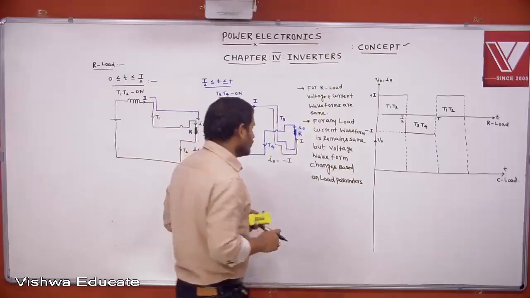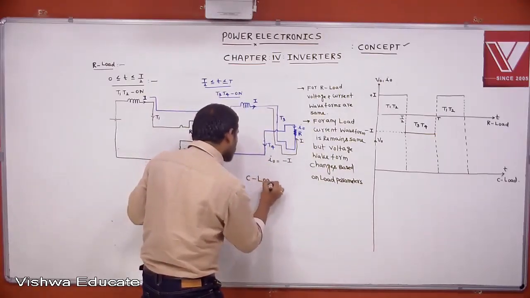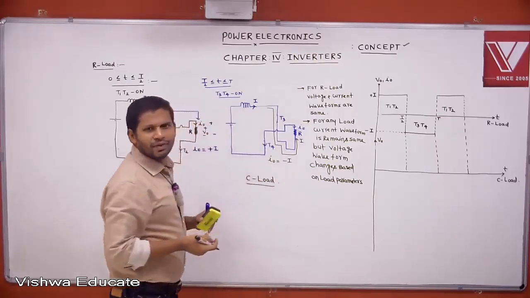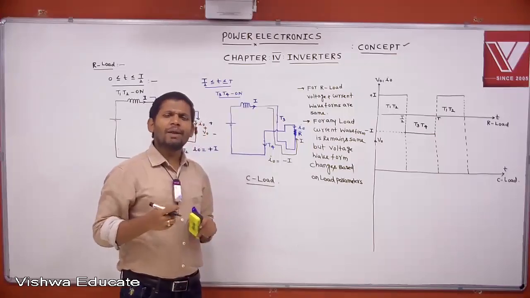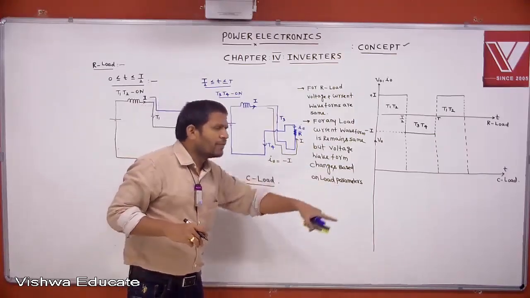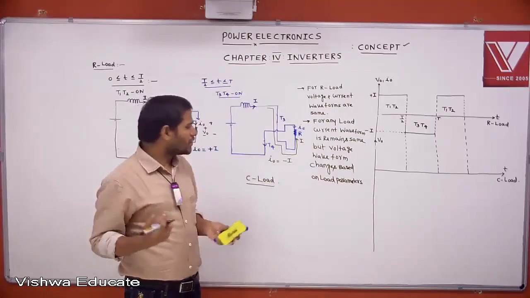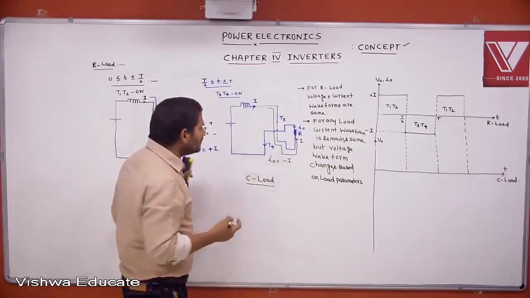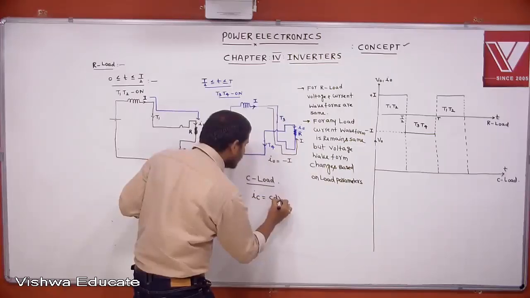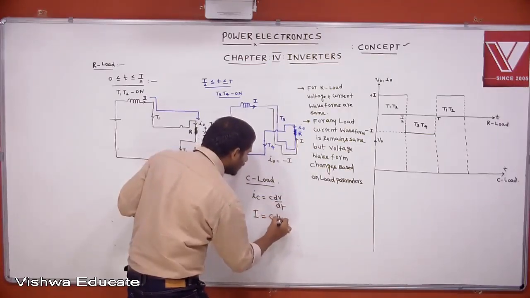Now, if you want to draw the waveform for purely capacitive load, one method is to connect a capacitor here, apply KVL, apply Laplace transform, apply inverse Laplace transform for different values of T, then you can draw the waveforms. But it is a complex or lengthy procedure. That's why you can analyze like this only. For purely capacitive load, the current through the capacitor is I equal to C into dV by dt.